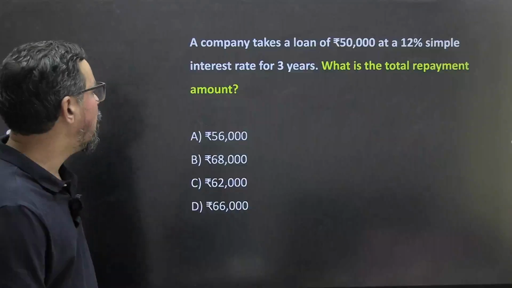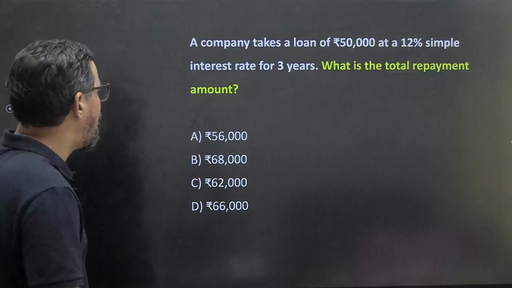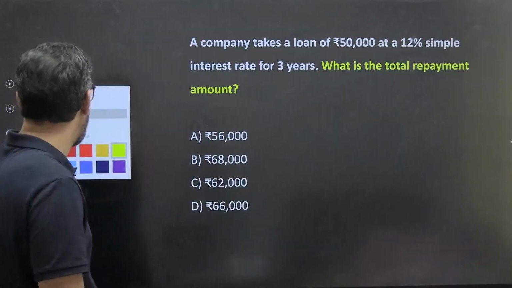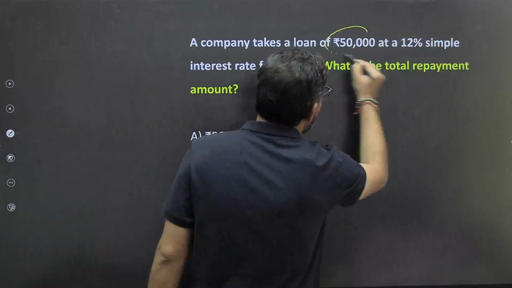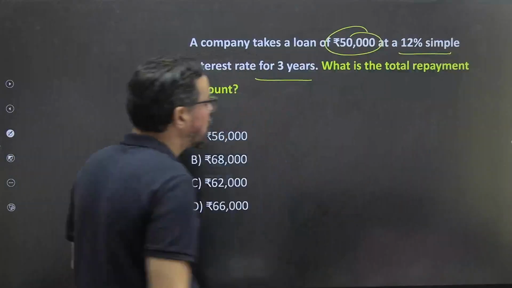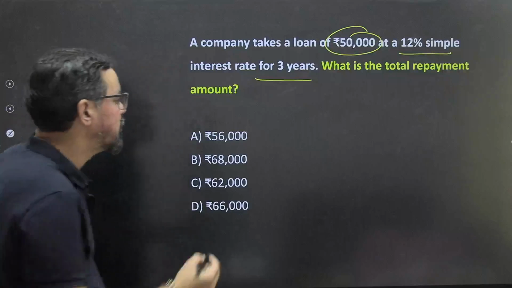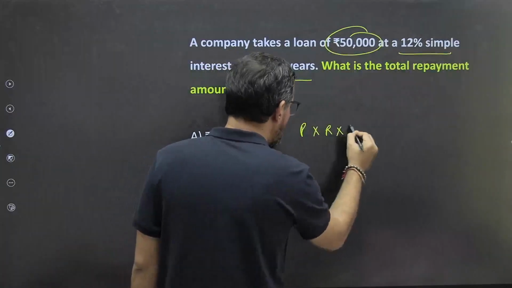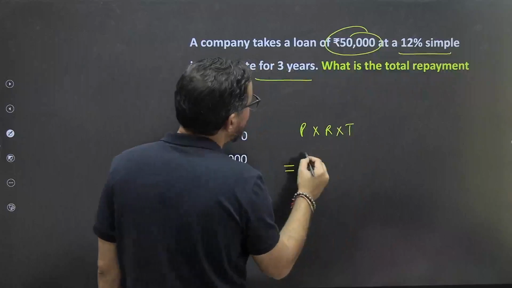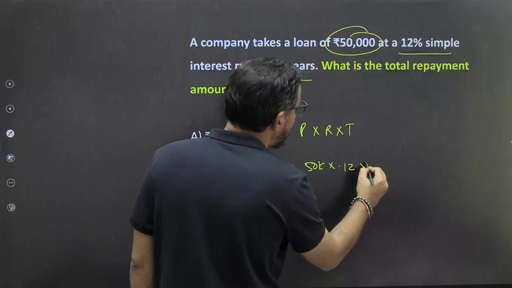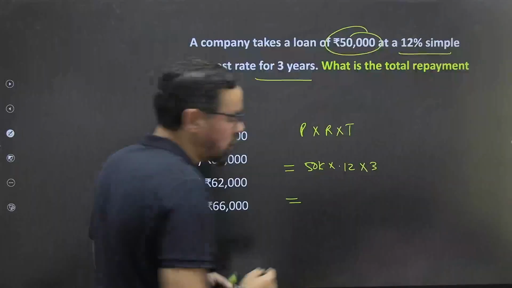Okay? So a company takes a loan of rupees 50,000 at 12% simple interest for 3 years. So what is the total repayment? Okay? So how do we calculate? P into R into T. So what is the outcome of this one? Principal is 50,000, R is 12%, 0.12, T is 3.